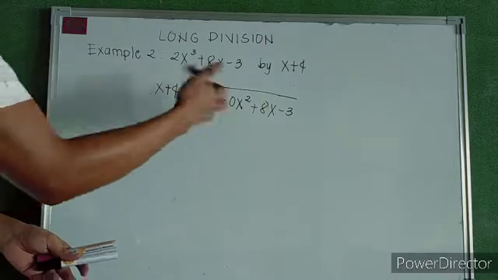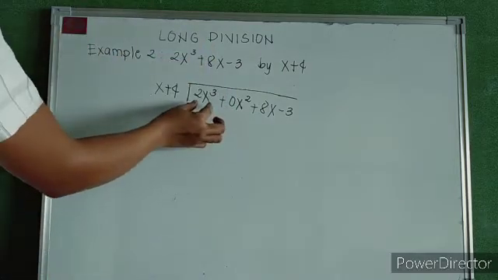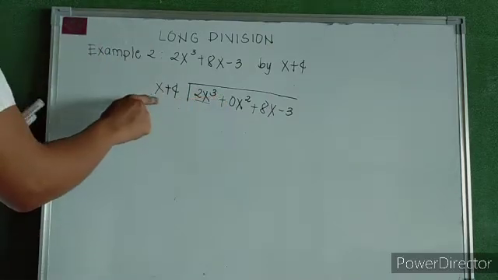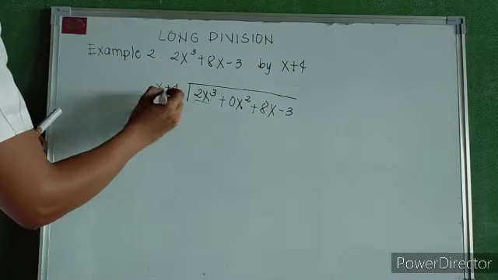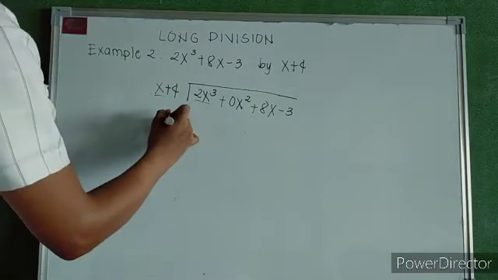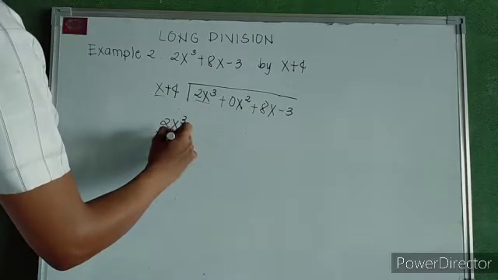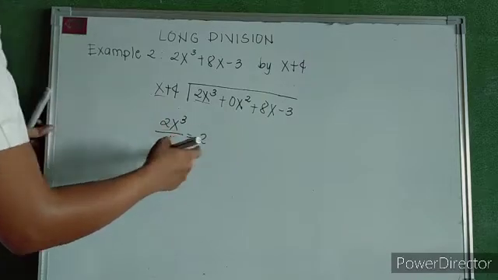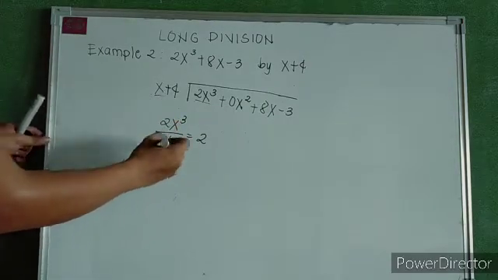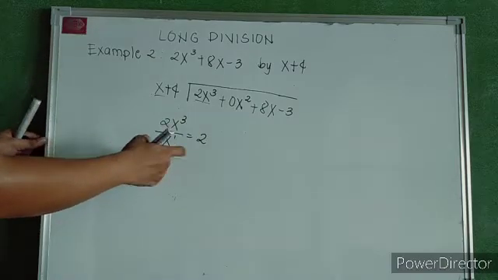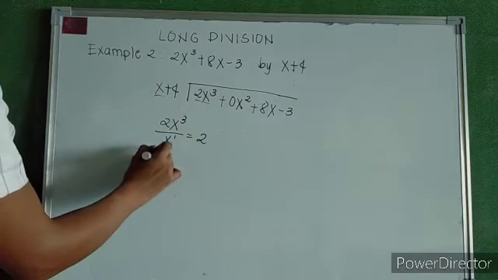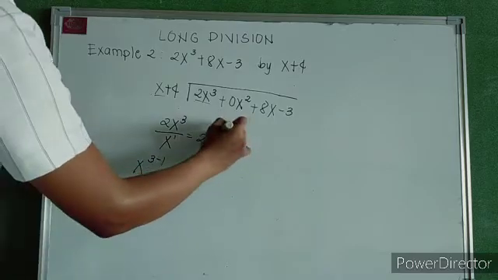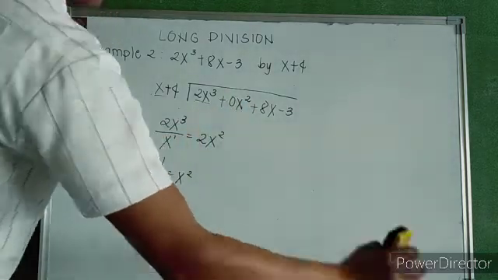So, we can now proceed to our process. The next step is our 2x cubed, which is the first term of the dividend. We divide it by the first term of the divisor. When we write that, it is 2x cubed divided by x. Since 2 divided by 1 is simply 2. And then x cubed divided by x, we know that the exponent of this x is 1. So we have x cubed minus 1, that is x squared. So the quotient we got here is 2x squared.